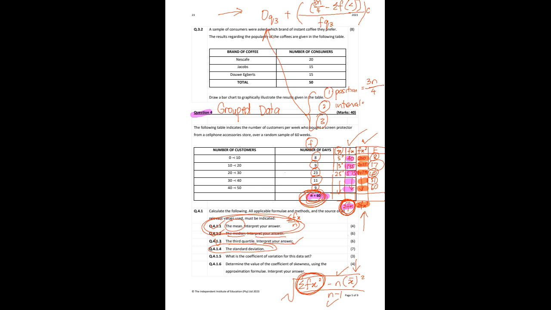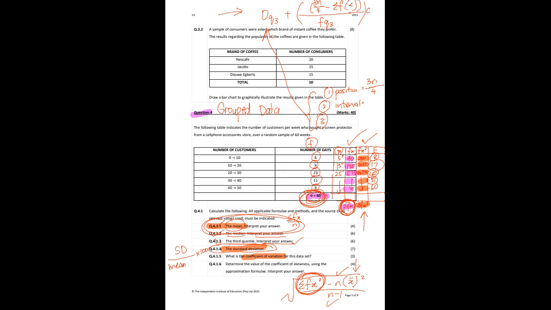And then you have your coefficient of variation. The coefficient of variation is calculated in the same way as we had with your ungrouped data. It's the standard deviation, which was just calculated in the previous question, over the mean, which would have been calculated in question 1, times 100. So it is expressed as a percentage.